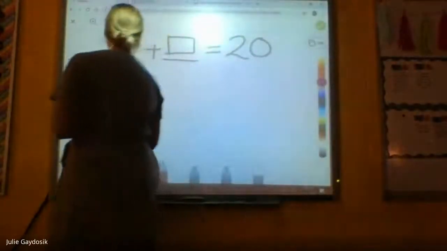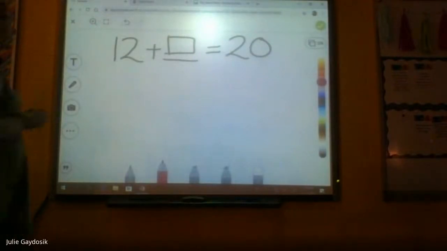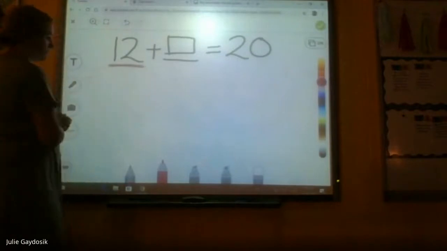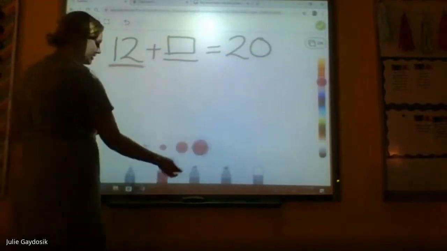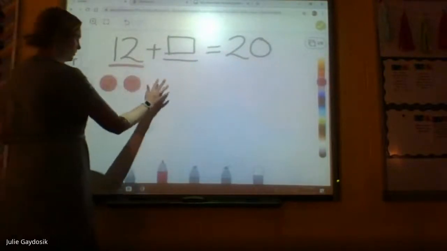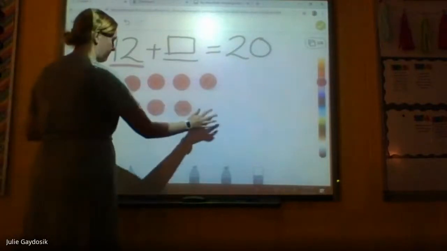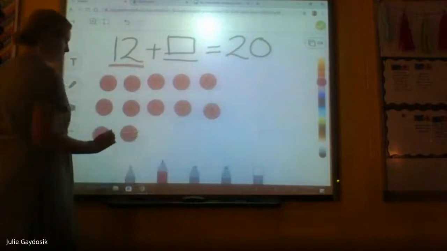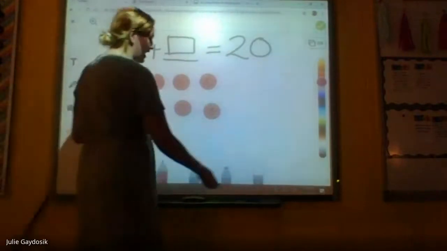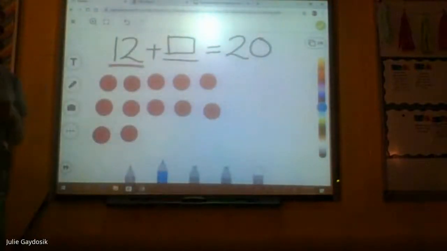Alrighty, so now we're going to solve it. And I'm going to use circles to solve this problem. The first number of circles I'm going to draw, and I'm actually going to make mine dots, I'm going to draw 12 dots. Okay, so I have 12 dots. Now, I want to get to 20 dots. So I'm going to count on until I get to 20.